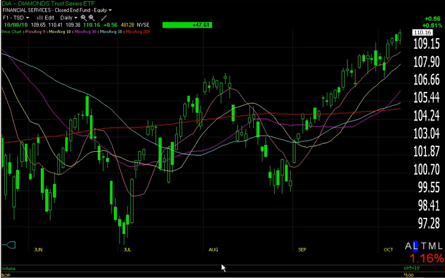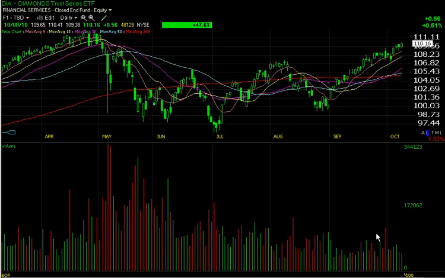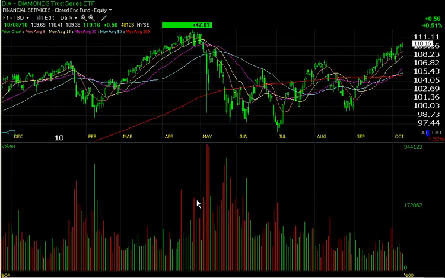Alright, next we're going to talk about volume here. Pretty much all chart packages carry volume. When volume is trending down during a trend, it is an indication of a reversal to come. When volume is trending up during a trend, it's an indication that the trend will likely continue.